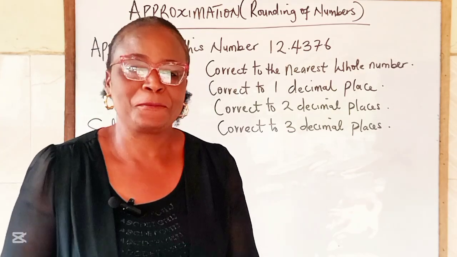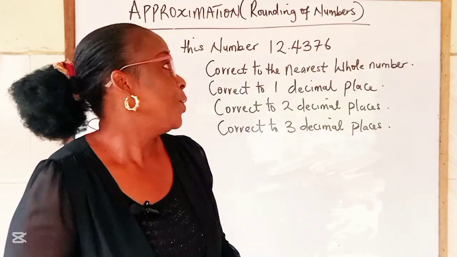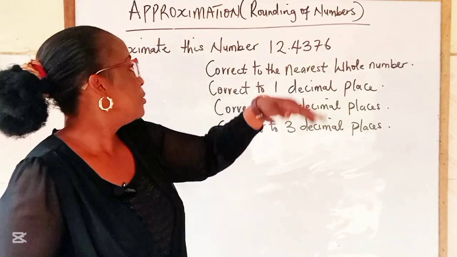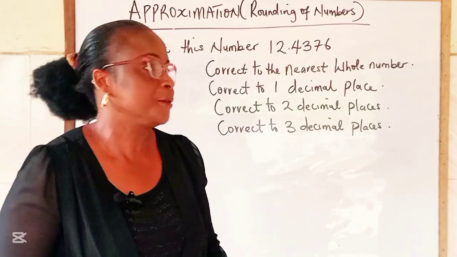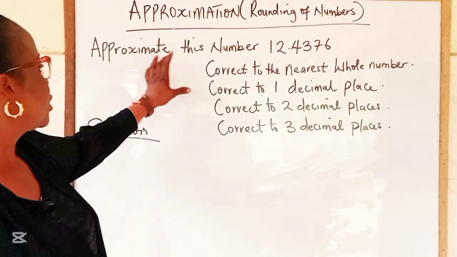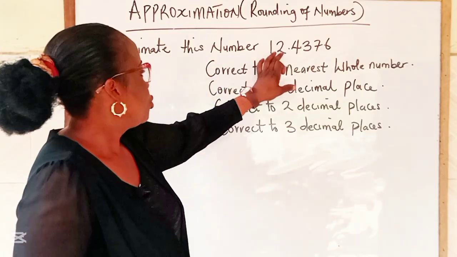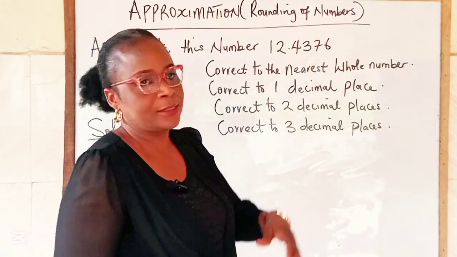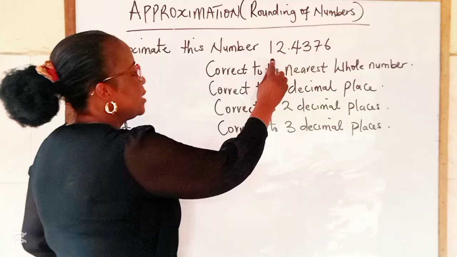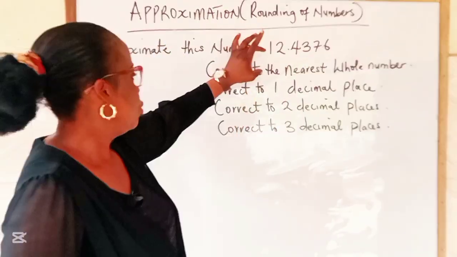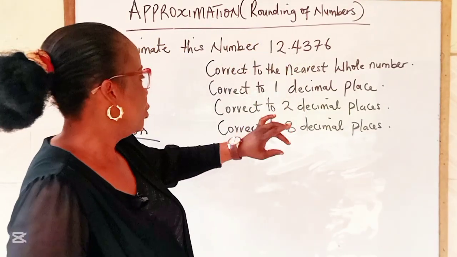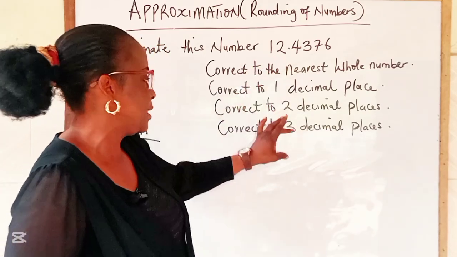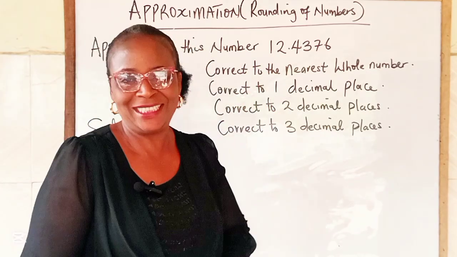My name is Chizzy. Today, we are going to look at approximation, or rounding of numbers. Look at what we have here. Approximate this number 12.4376. We are going to approximate this number to the nearest whole number, one decimal place, two decimal places, and three decimal places.